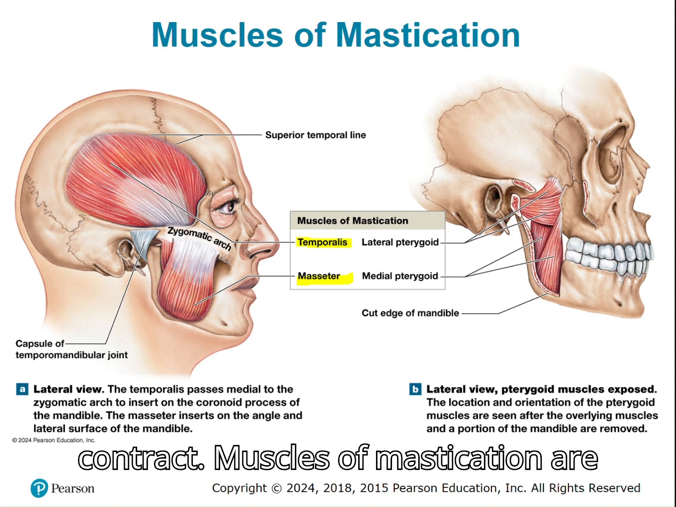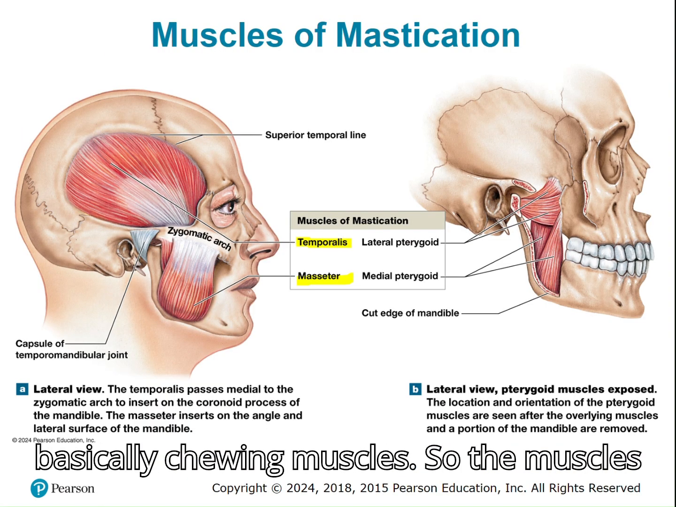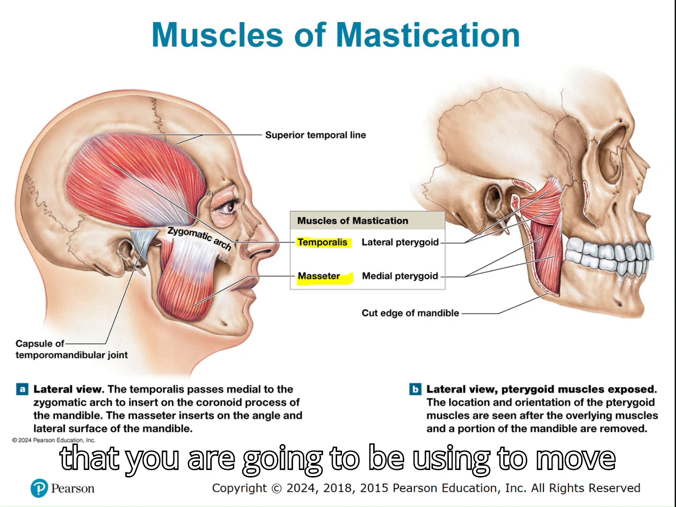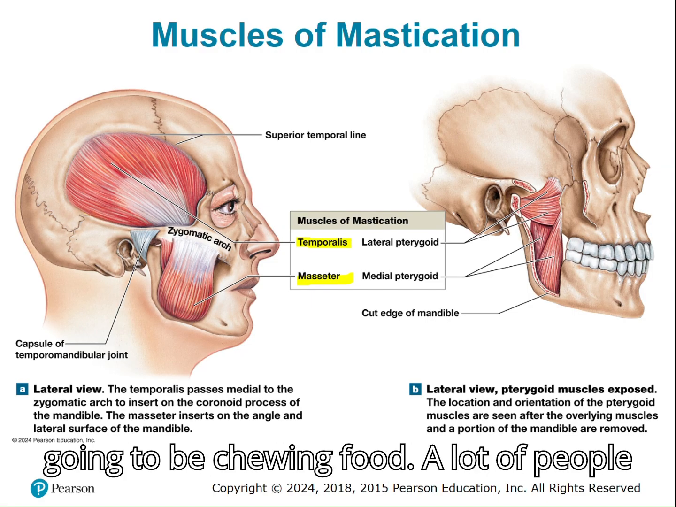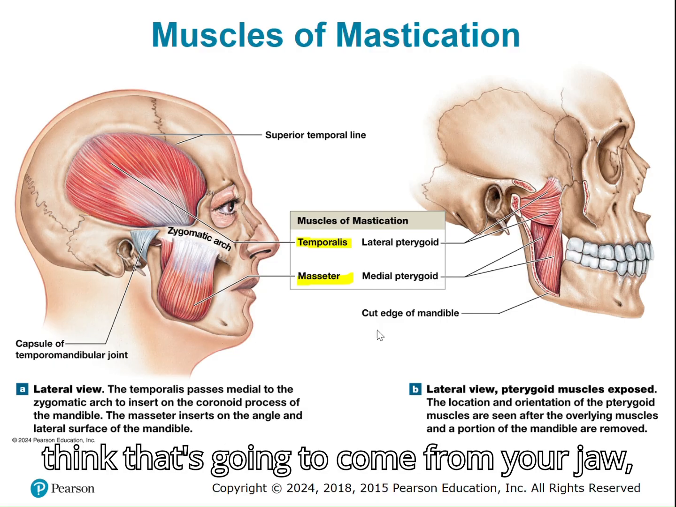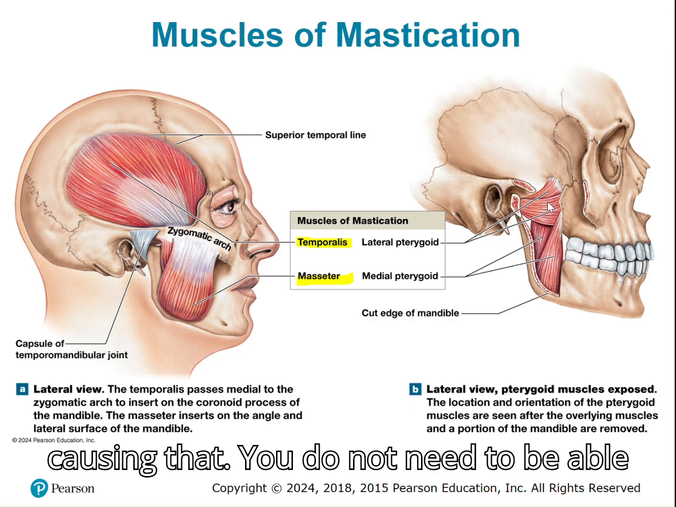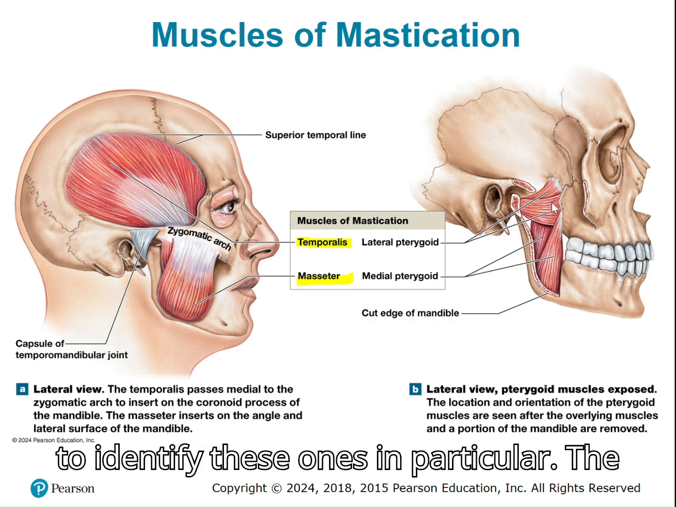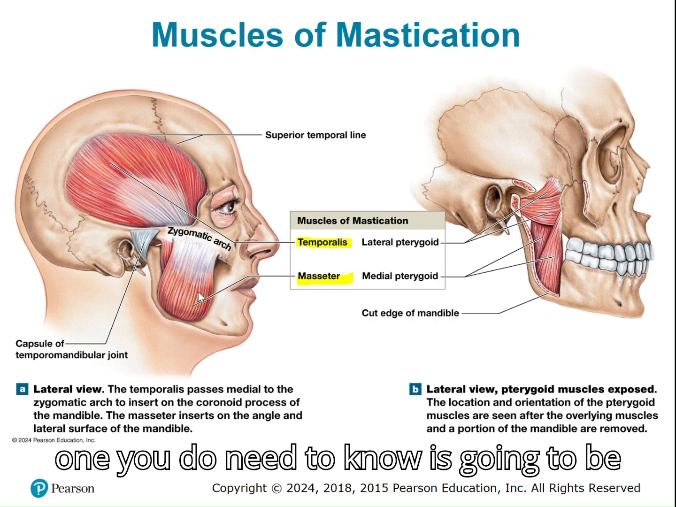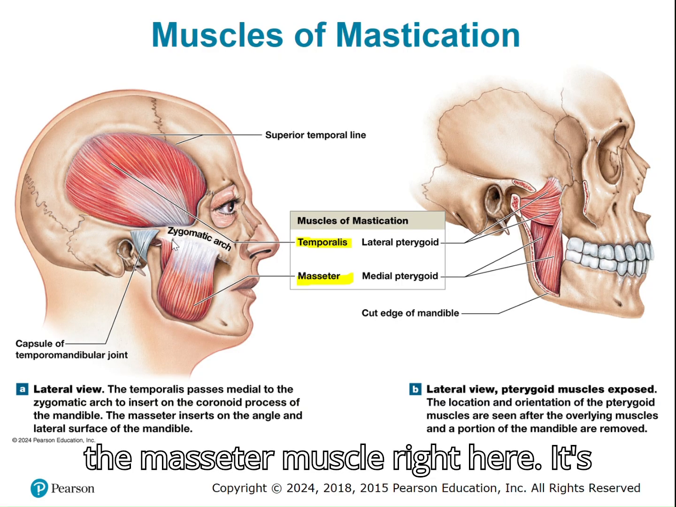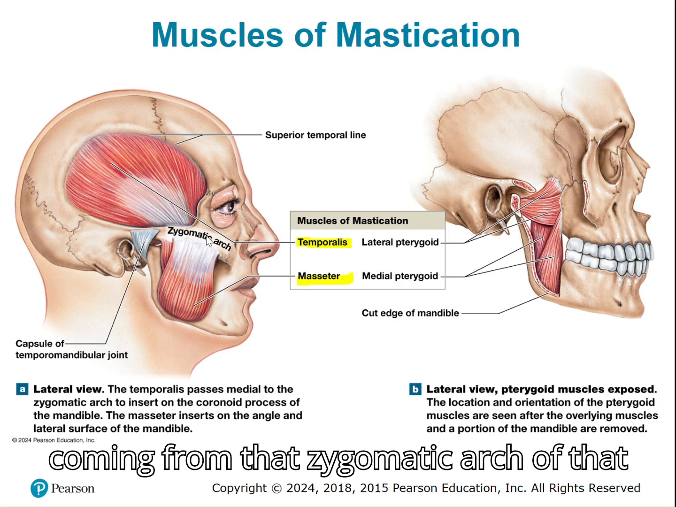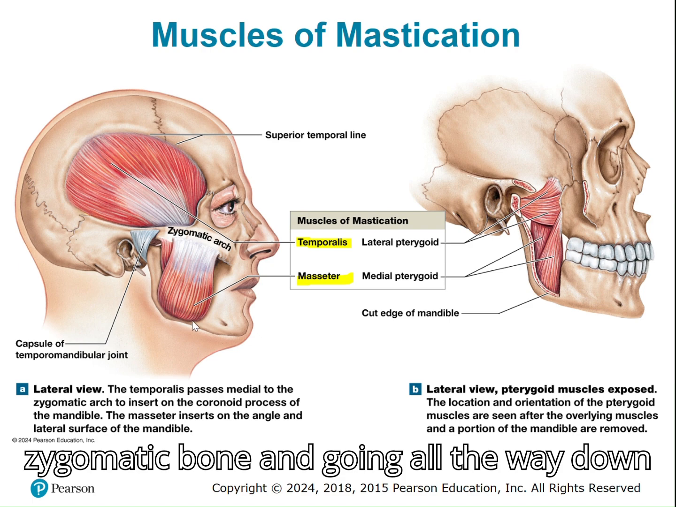Muscles of mastication are basically chewing muscles. So the muscles that you are going to be using to move your jaw up and down, like when you're chewing food. A lot of people think that's going to come from your jaw, where there are some muscles that are causing that. You do not need to be able to identify these ones in particular. The one you do need to know is the masseter muscle right here. It's coming from that zygomatic arch of the zygomatic bone and going all the way down to the mandible.